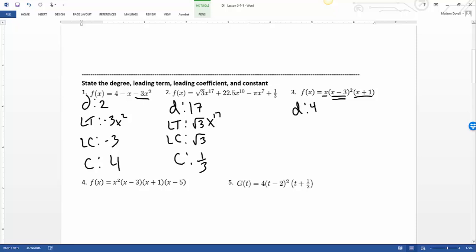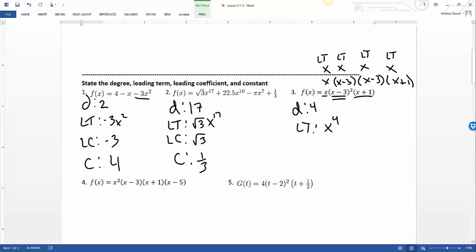Now, to find the leading term, since everything's factored, if I were to write this out, this is x times x minus 3 times x minus 3 times x plus 1. All you have to do is multiply the leading terms of each one. So leading term, leading term, leading term, leading term. If you multiply the leading terms of each one, x, x, x, and x, you're going to get x to the 4th power.